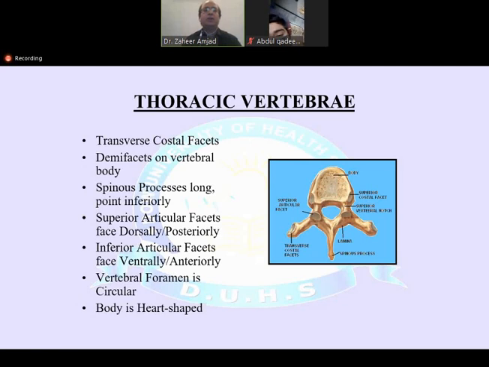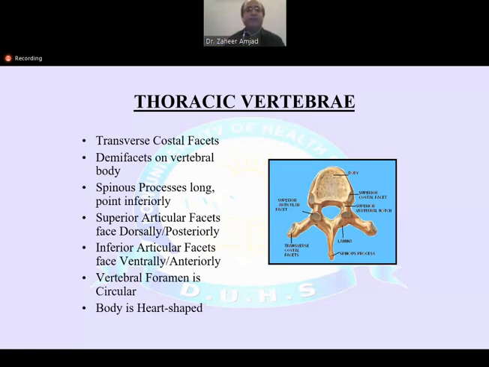Now we talk about the thoracic vertebra. The thoracic vertebra is different from other vertebrae. There are very particular features of the thoracic vertebrae which make it different from other vertebrae. The superior and inferior articular facets are similar except for the directions for the movements of the vertebrae. But the most typical feature is the transverse costal facets, which are present to make costotransverse joints. Then there are demifacets on the vertebral bodies. This we are talking about the typical vertebra, right?